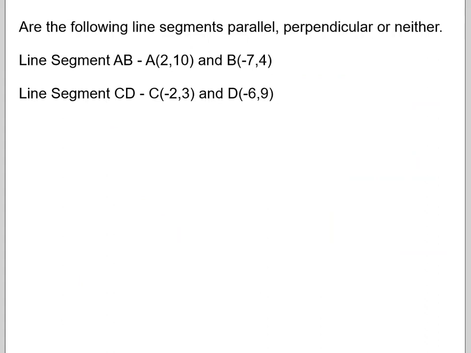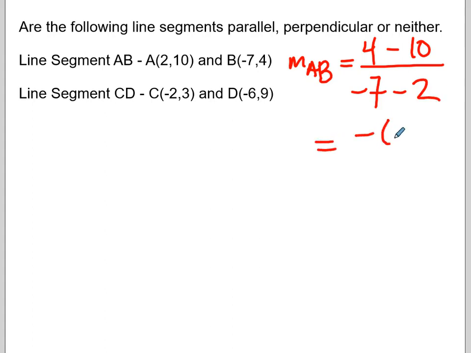Okay, and then lastly, are the following line segments parallel, perpendicular, or neither? Okay, so if we look at line segment AB, what we need to find is the slope. That's the important piece. So if I find the slope of AB, and I can do that relatively quickly, so the slope of AB is 2/3.